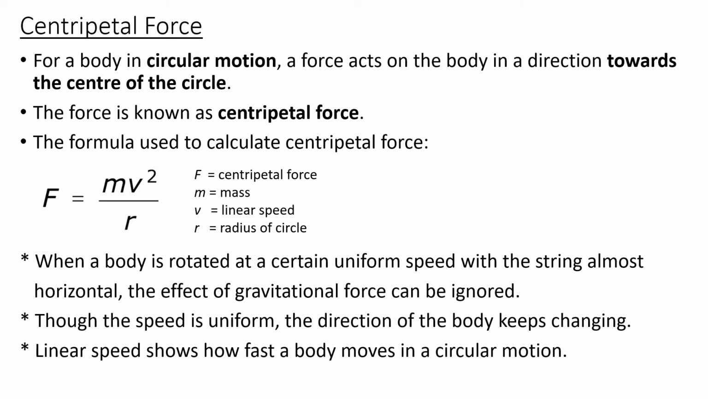Here are some notes. When a body is rotating at a certain uniform speed with the string almost horizontal, the effect of gravitational force can be ignored. So the speed is uniform, but the direction of the body keeps changing. Linear speed shows how fast a body moves in a circular motion.